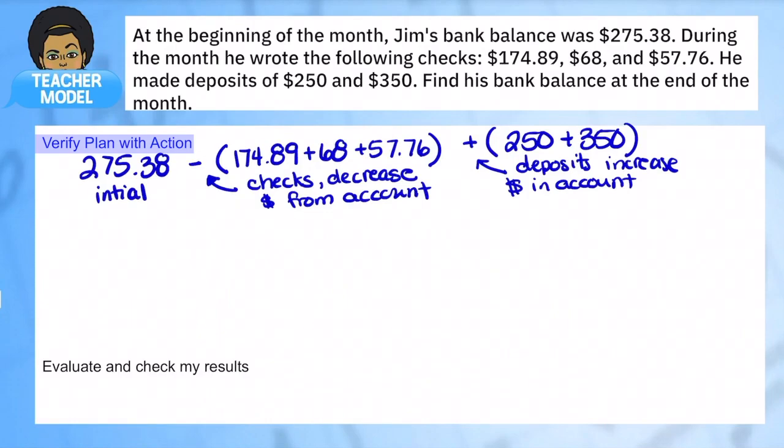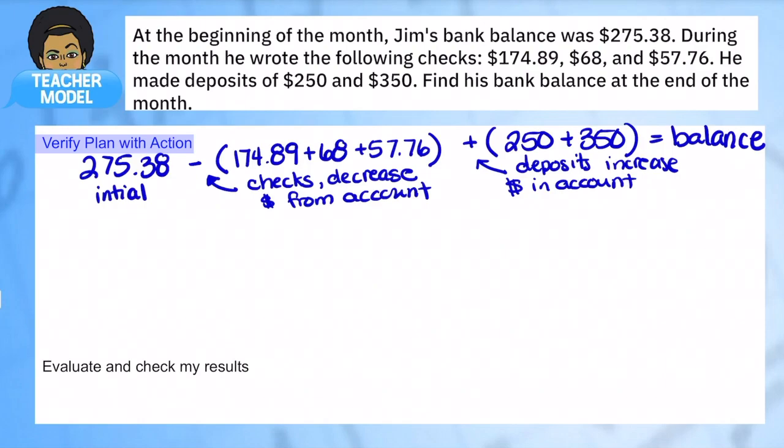So here is my plan of action. I know I'm starting with my initial amount. I know that I'm going to subtract from my initial all the money from the check. So all this money is coming out of my account. It's going to decrease. But I also know that those three numbers have to be added together. And that's why I'm putting parentheses around them, because I know that I need to find this total and then I can subtract it. And then I'm going to add the money from the deposits, because deposits make my account higher. And all this will give me my balance, my overall balance, which was what they asked me to find, the balance at the end of the month.